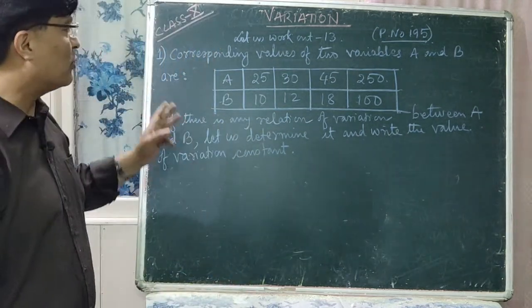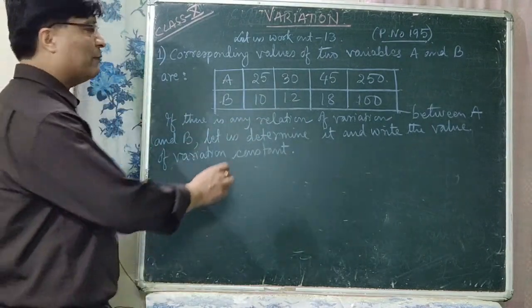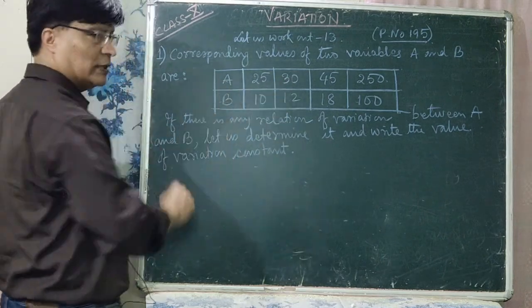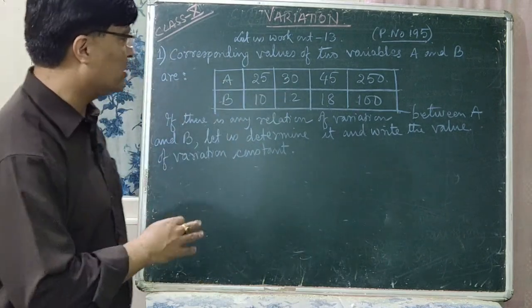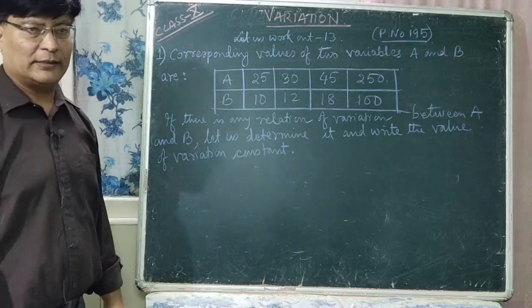तर यहाँ A र B को भ्यालु यो टेबलमा पनि दिएको छ. जब A is equal to 25 हुन्छ, B is equal to 10. जब A is equal to 30 हुन्छ, B is equal to 12. A is equal to 45 हुँदा B is equal to 18. अनि A is equal to 250 हुँदाखेरि B is equal to 100, right?